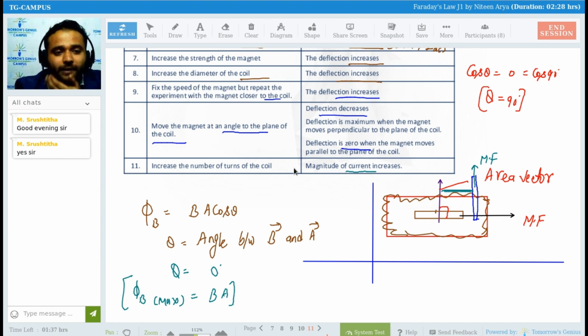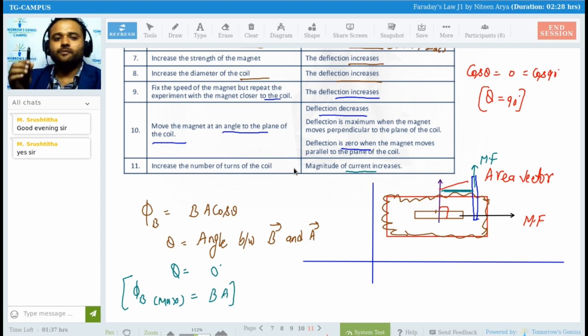See, perpendicular to the plane means parallel to the area vector. Either you can understand it in this way, according to the diagram. See, this is my plane. So the area vector is there. Now if I move my magnet, okay.